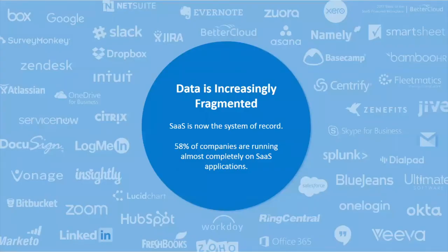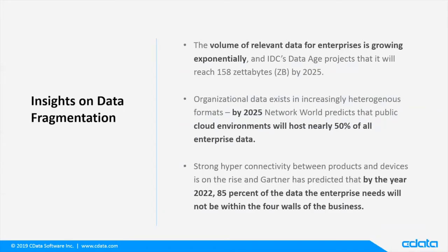So what's the problem that we're trying to solve? As many of you know, data is becoming increasingly fragmented. SaaS applications, as they say, are eating the world. Something in the neighborhood of 58% of companies are running almost completely on SaaS applications, everything from their CRM systems to their ERP systems to your accounting packages. All those things are delivered through cloud services in some way. So this data is getting increasingly fragmented.